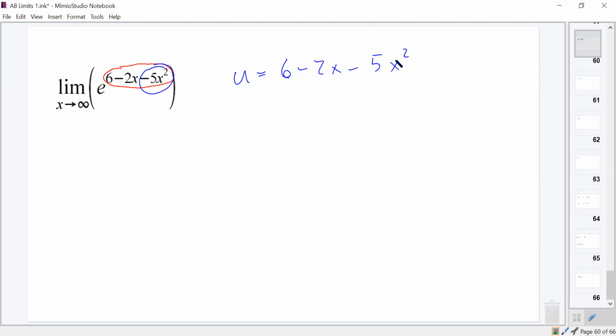And e to the u, or e to the x, or e to the whatever variable, is a function that we know what it looks like and how to deal with it. So as x approaches infinity, what you were saying is very important. We only really care about this largest power, right? Because as x goes towards infinity, the 6 and the power of 1 become insignificant, and all that dominates this function is the largest power part of it. And so if x is approaching infinity, what is u approaching?